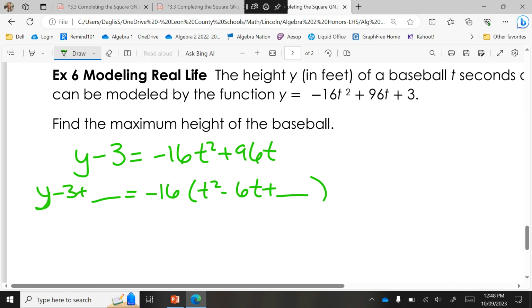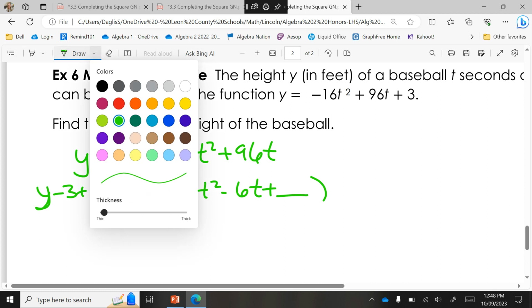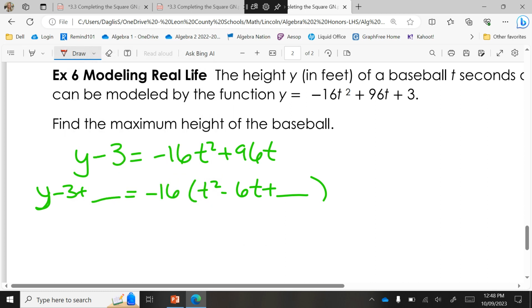Okay. So we have y minus 3 plus something equals negative 16 times t squared minus 6t plus something. So what is the perfect square that we have to bring in? A 9. Good. Where did 9 come from? The 6t. Good. Half of negative 6 is negative 3. Negative 3 squared is 9.